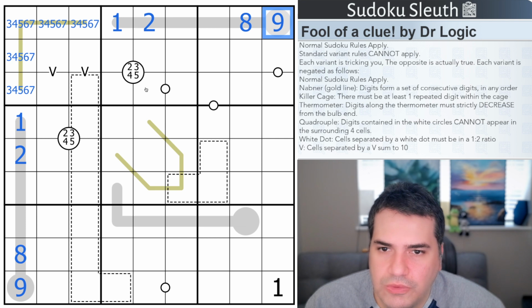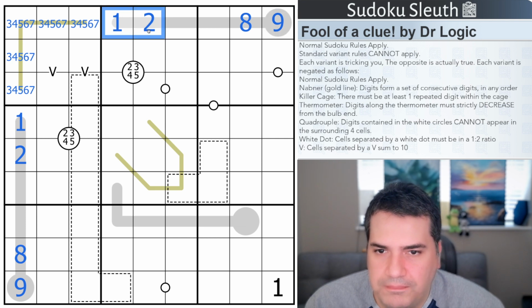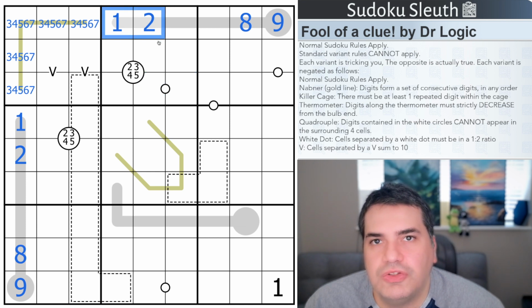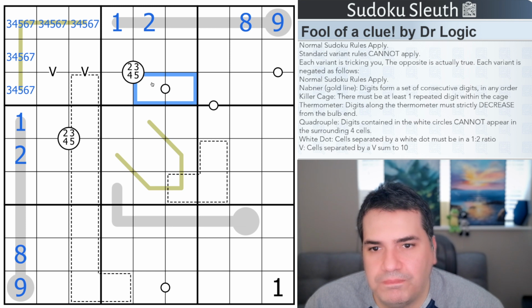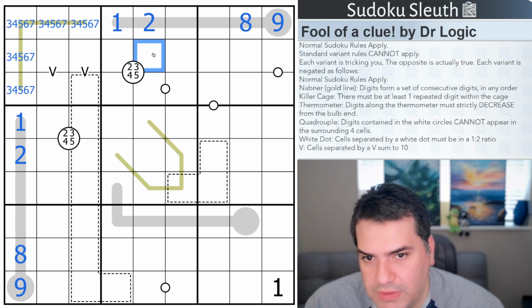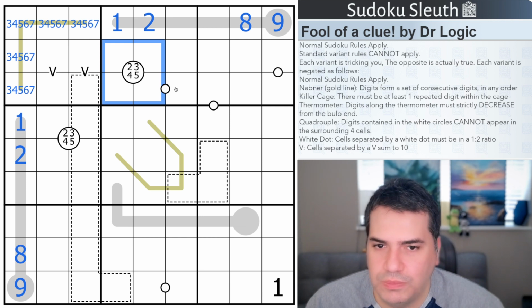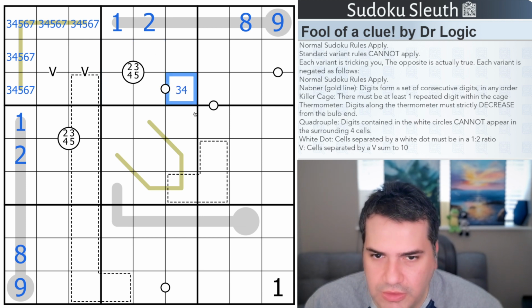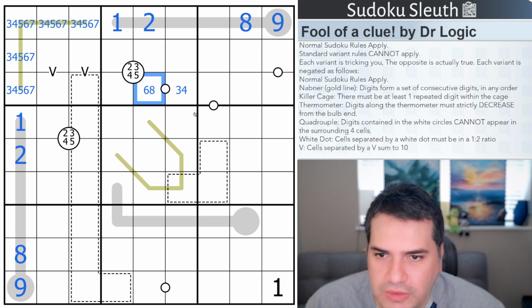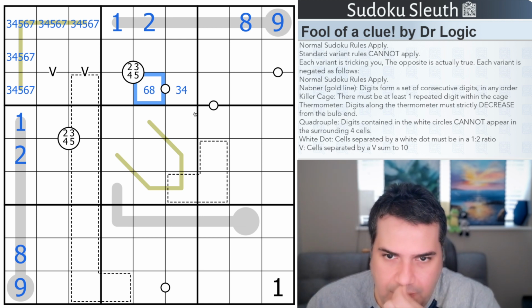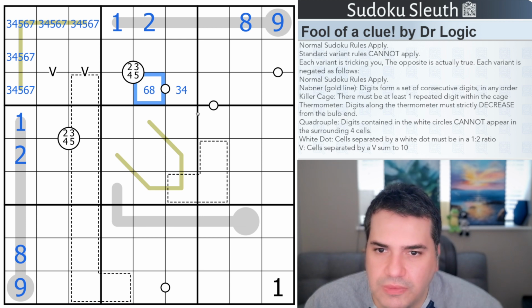Right, where do we go from here? 1 and 2 makes me very tempted to take a look at this. So essentially, this is either going to be 3, 6 or 4, 8. And the 3 and 4 can't be in this cell because of this anti-quadruple or fool's quadruple. So the 3, 4 are in here, and therefore this is 6 or 8. Not exactly helpful, if I'm honest.